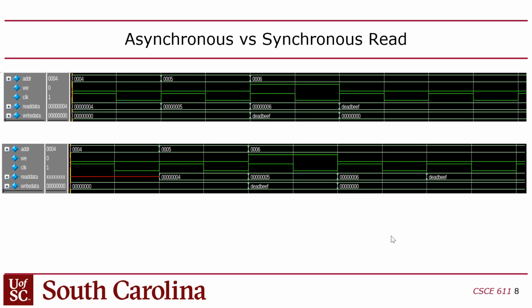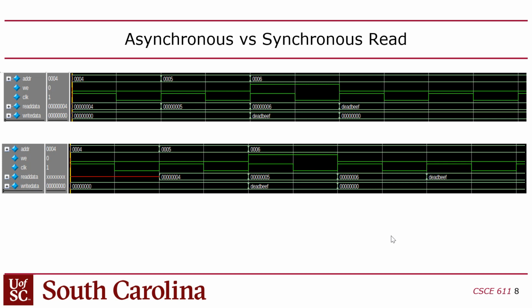We talked about synchronous versus asynchronous reading. So with an asynchronous read, whenever the address changes, the corresponding data that's stored at that address is spit out immediately, right? It doesn't wait for a clock edge. That's an asynchronous read. The register file has an asynchronous read because we don't want to wait a whole cycle to read the register, at least not in our design.